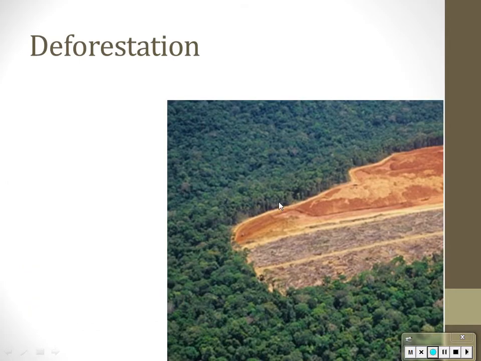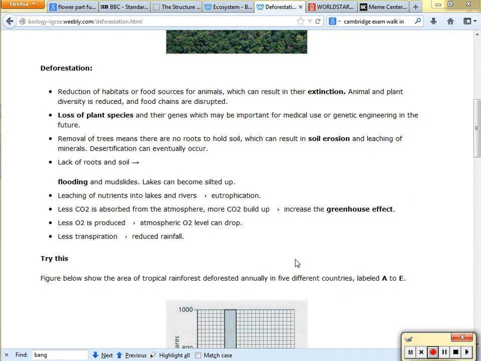Deforestation is one big one. Chopping down trees has its long list of problems and issues that it causes. The big one, of course, has to do with CO2 and greenhouse gases. So a quick look at some of the downsides to deforestation: loss of habitat, loss of plant species, soil erosion leads to leaching, so lack of roots in the soil leads to flooding and mudslides, and then of course the CO2 and a change in how the rainfall happens. Less transpiration means less rainfall.